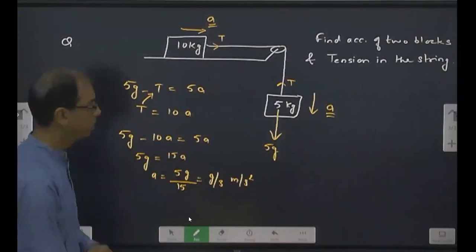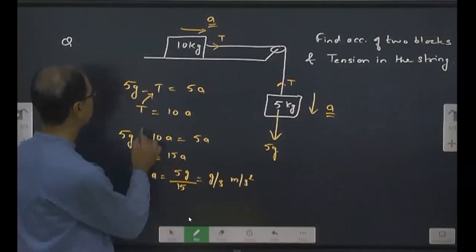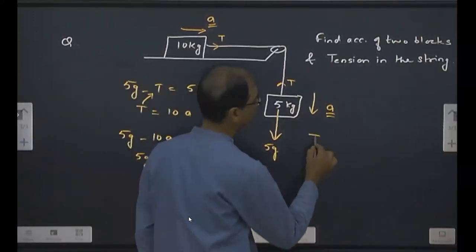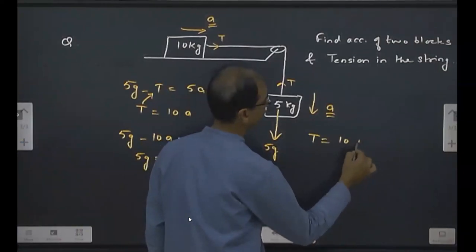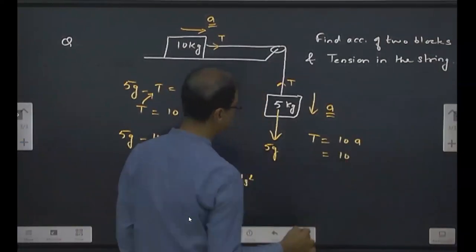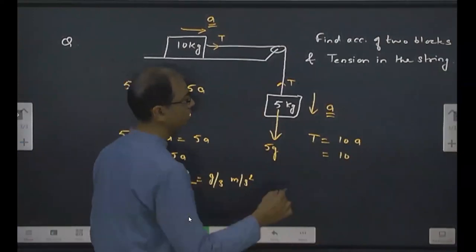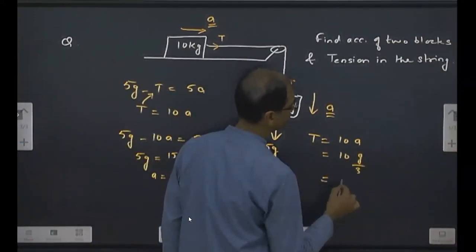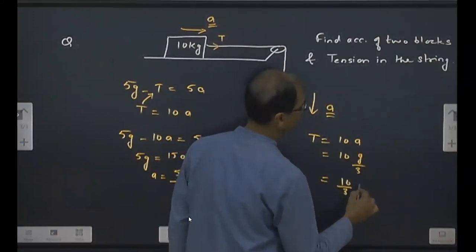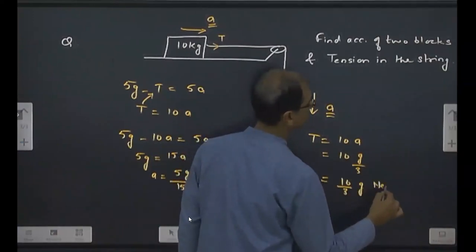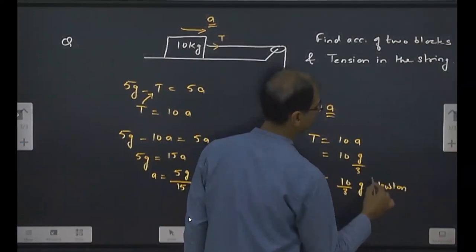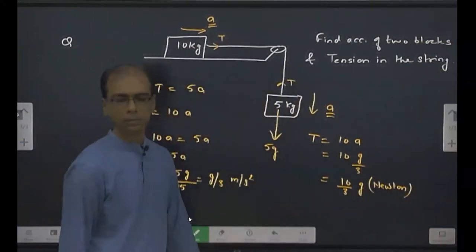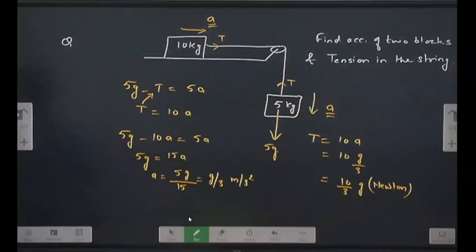Okay, acceleration we got G by 3. Now this acceleration I'm going to put here, T equal to 10A. So 10 into acceleration, which is G by 3. Okay, so tension is 10 by 3G Newton. That's all. Is this clear?